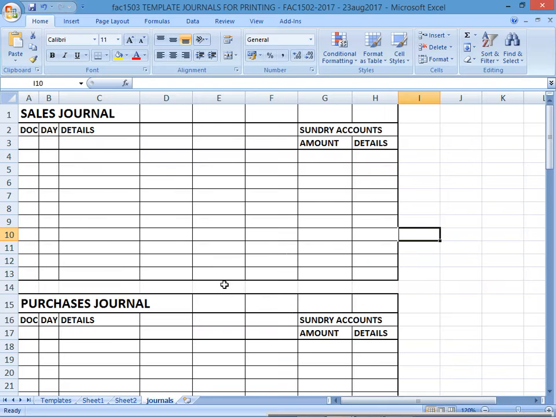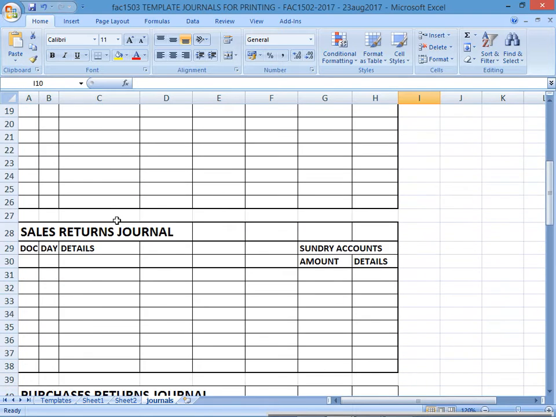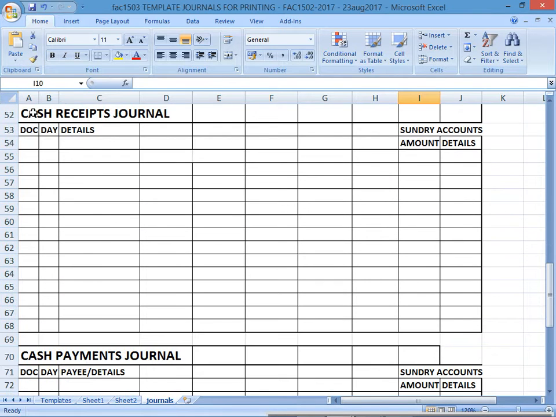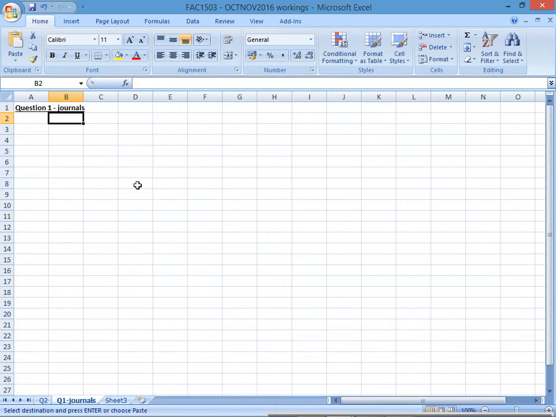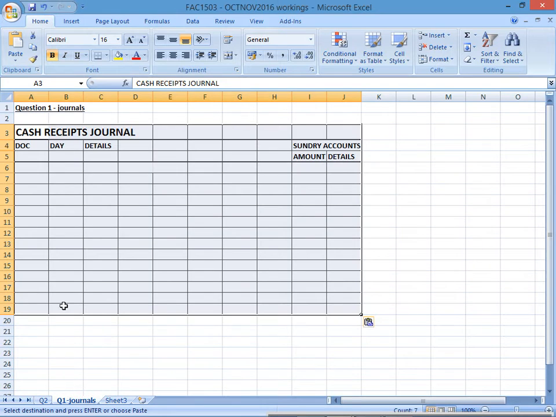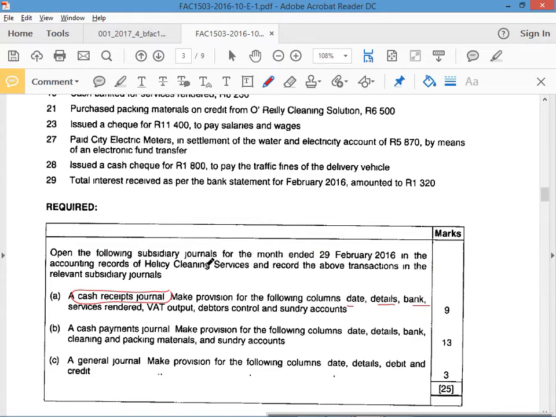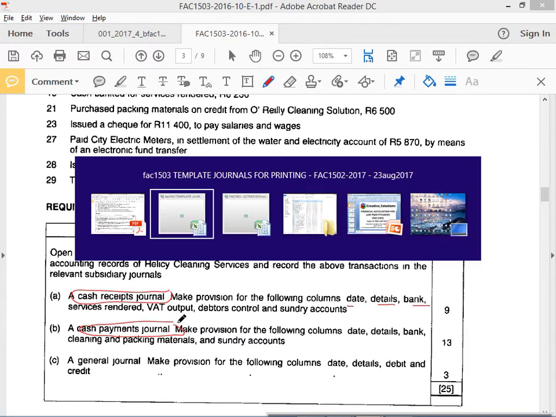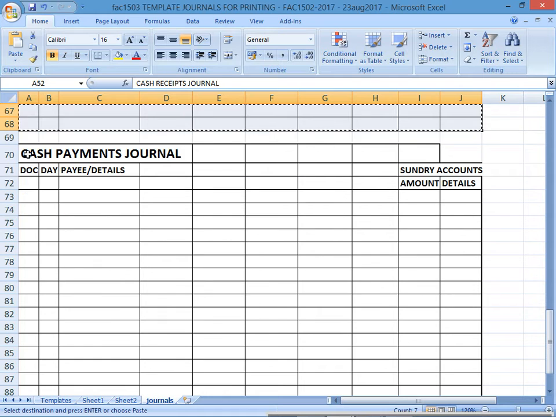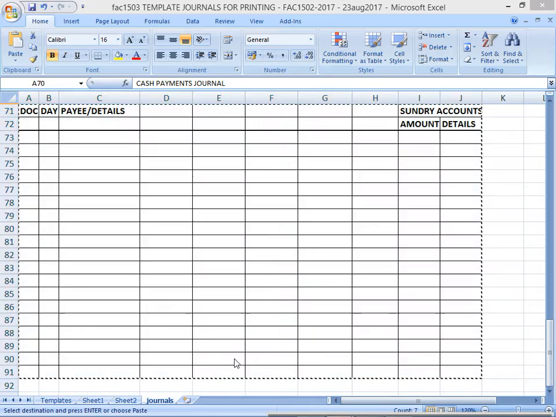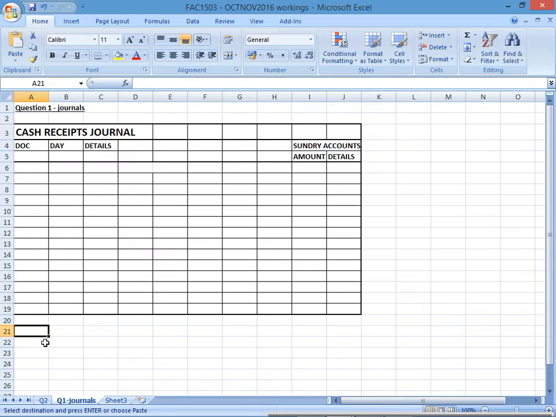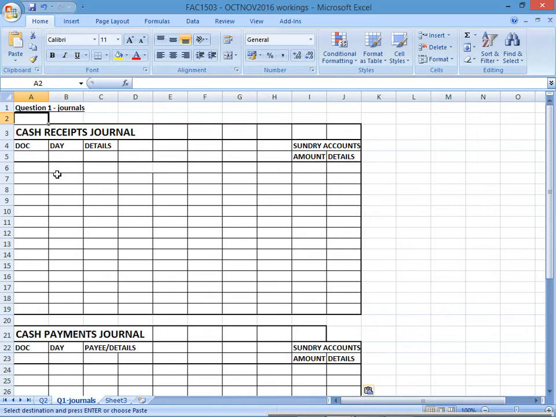So let's go to our journals. Okay, we've got our journal here. We're looking at the cash receipts. So there's my cash receipts journal. But what am I going to be doing? I'm going to be creating a cash receipts journal for this business. What else do they want? They want a cash payments journal. So I need to create a cash payments journal, and I need to draw that up for this particular business. Okay, so question one's looking at journals.